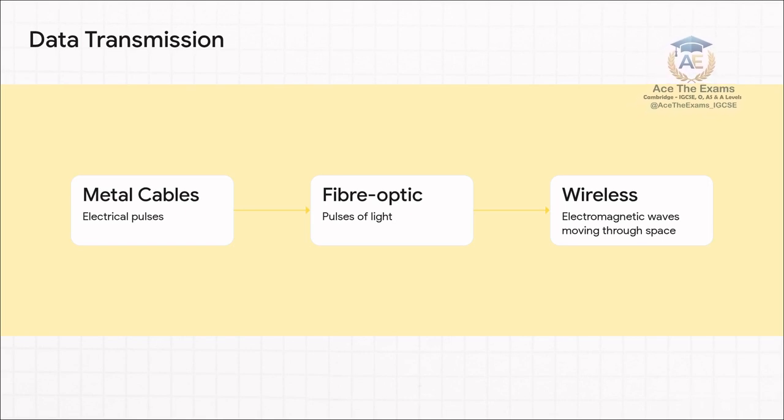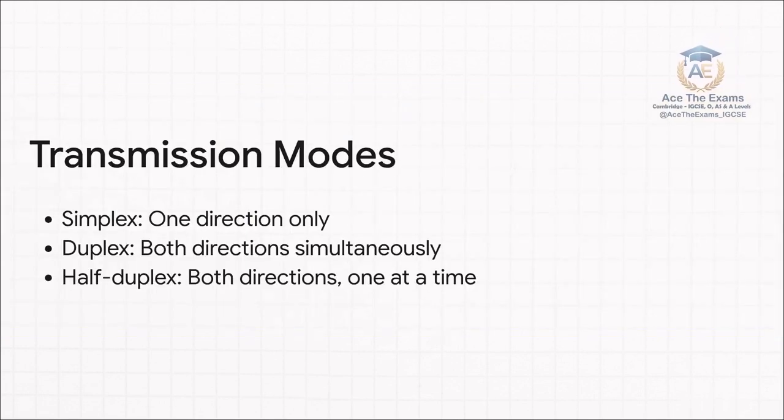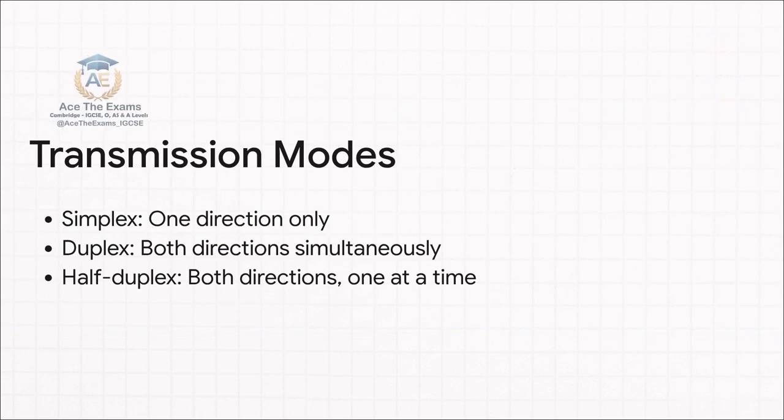Second, as actual pulses of light shooting down fiber optic cables. And third, as wireless signals, which, if you think about it, are really just electromagnetic waves, like radio and infrared, moving invisibly through the space right around us. And depending on how your network is set up, these physical signals travel in highly specific directions.